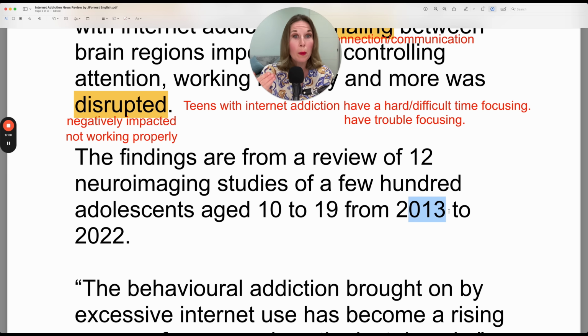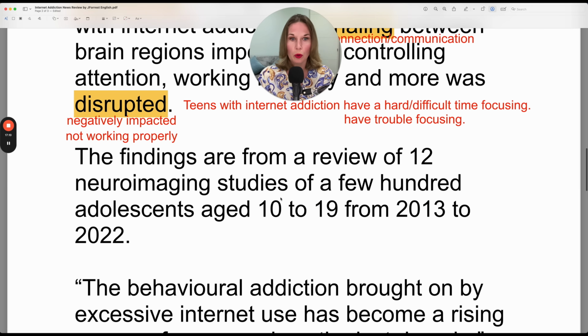And then from 2013, so this is the date range for the study. So there was an age range and a date range from 2013 to 2022. And a few hundred, we don't know how many that is. A few is more than two, because if it were two, they'd say a couple hundred. So I don't know how many it is, but I know it's 300 or more. So maybe 300 or 400 or 500. That would be my guess based on what this word means.